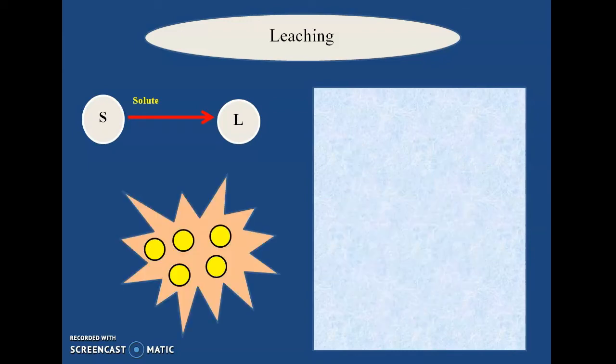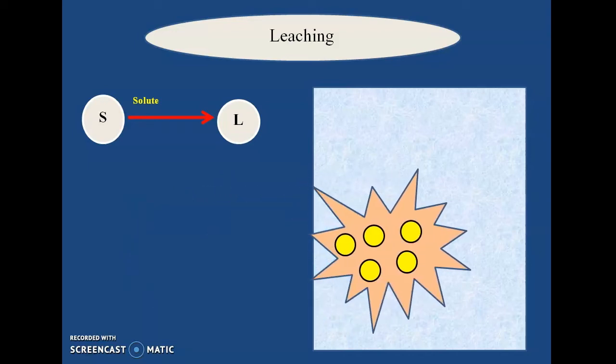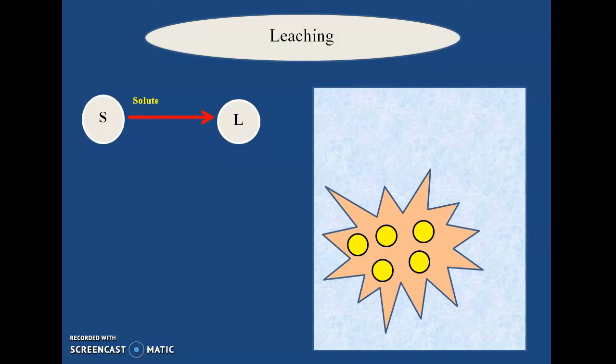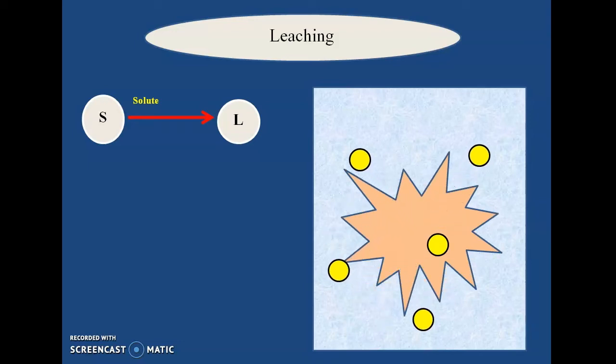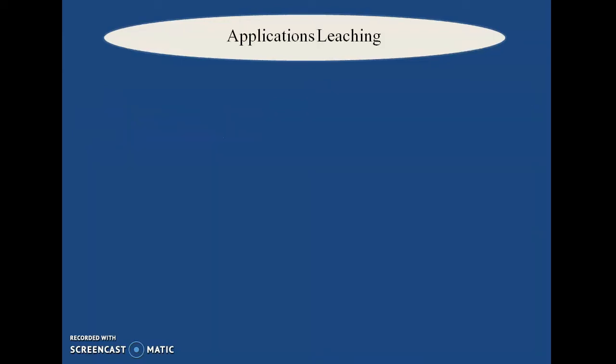So again I am just rewinding. You have a solid phase containing yellow color particles. Yellow color particles denote the solute particles which need to be separated from the solid phase. So when you mix this solvent with this solid material, what happens? The solute which is present in the interior of the solid gets transferred from solid to solvent like this. In this way the separation takes place. That means solute transfer takes place from solid phase to liquid phase.